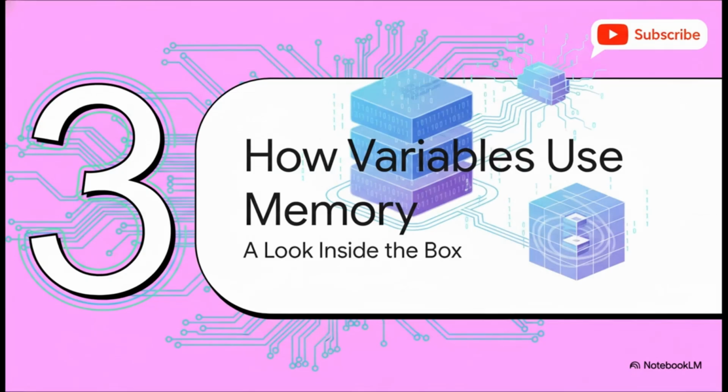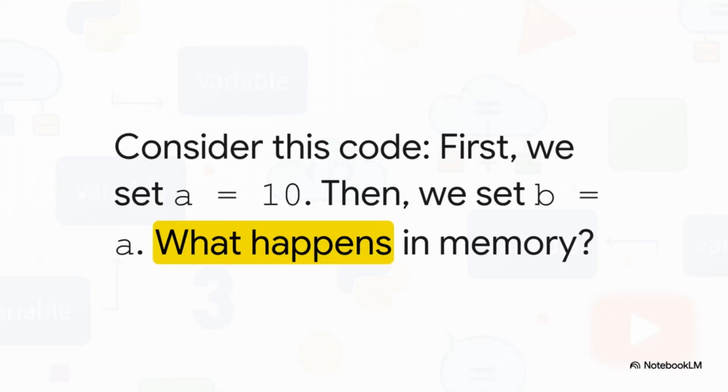Okay, let's get a little geeky for a second and peek under the hood. Let's take a look at how these boxes actually use your computer's memory. It's a little bit more clever than you might think. So check out this super simple piece of code. We make a variable a and we give it the value 10. Then we make a new variable b and we say it's equal to a. Seems straightforward, right?